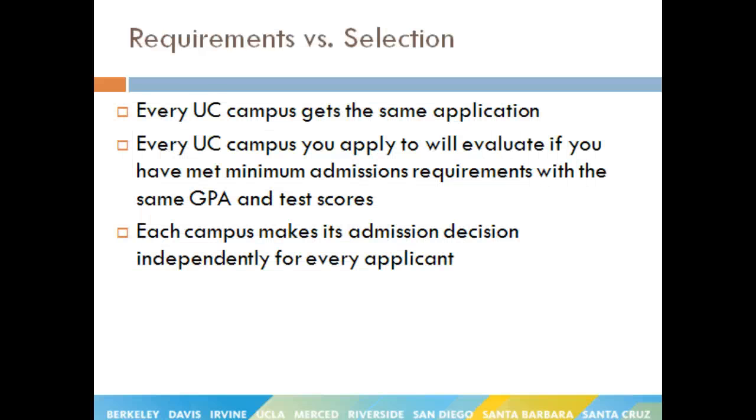Every UC campus gets the same application, but they will review it all individually. Each campus may have a different lens with which they view your application. They all use the same basic admission requirements, but they may be looking for something specific at different campuses. Make sure you don't include any campus-specific comments on your application, specifically in your personal statement, as that wouldn't look good to the other campuses that you're applying.